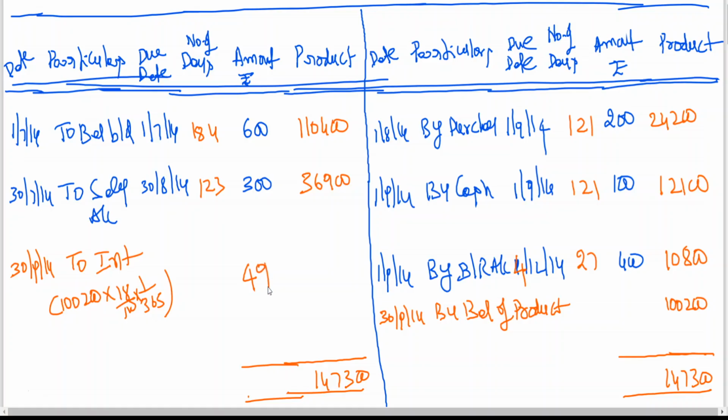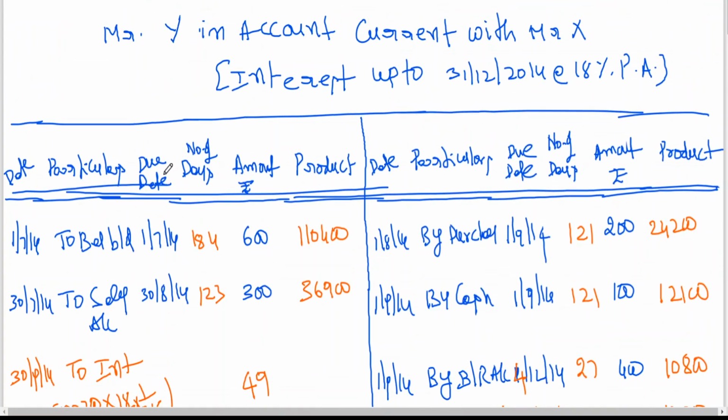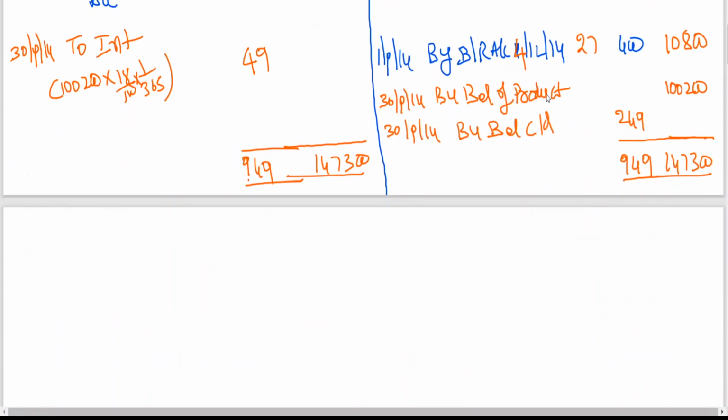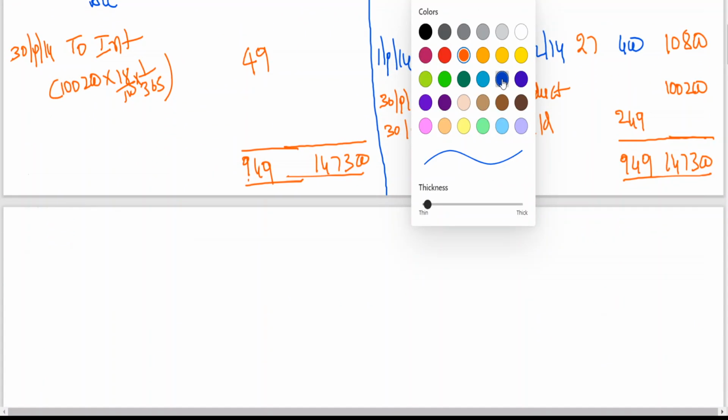In the last few classes I have been telling you how to calculate. 600 plus 300, 900, plus 49, 949. 949 minus 300, 200 plus 100, 300 plus 400, 700. 949 minus 700 gives 249. This is what is called by balance carried down. This simple problem we have done already. Why have we taken this? Because today we are doing the same problem with the backward method to compare. You should be getting the same answer. That is what you should be looking at.